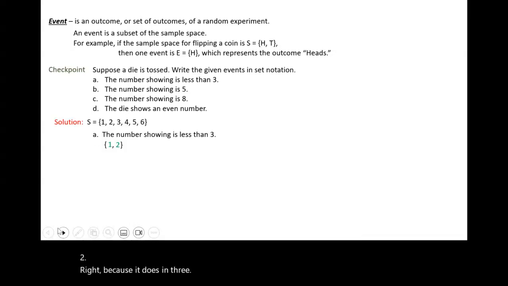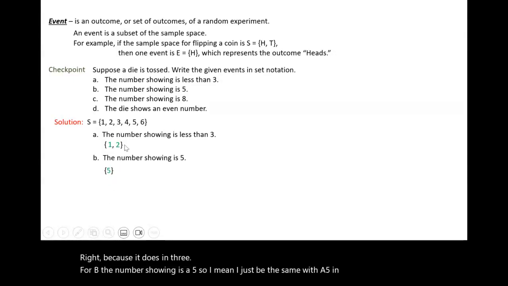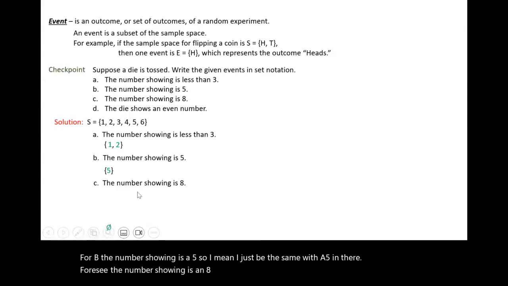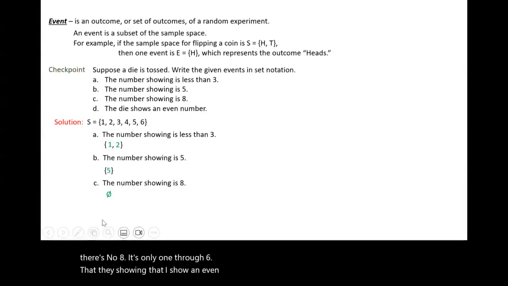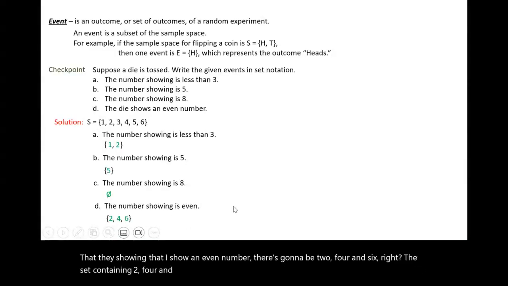For B, the number showing is a 5. So it'll just be the set with a 5 in it. For C, the number showing is an 8. It'll be the empty set because there's no 8. It's only 1 through 6. For D, the die shows an even number. It's going to be 2, 4, and 6, the set containing 2, 4, and 6.